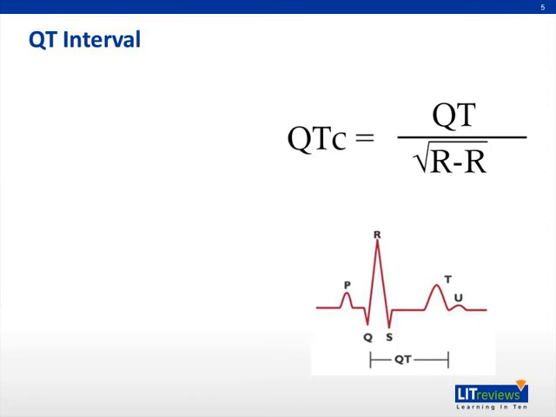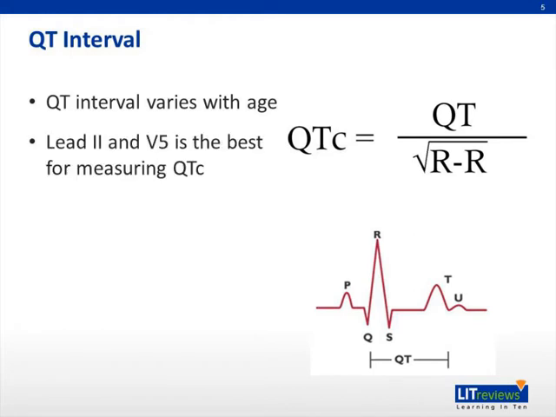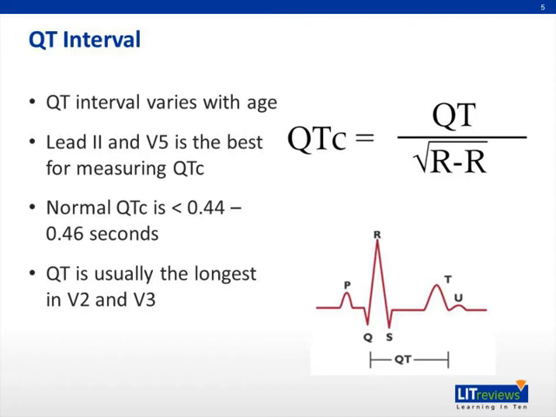I will start by defining the QT interval and review how to measure that on the electrocardiogram. Knowing how to correctly measure the QT interval is very important in diagnosing long QT syndrome. The QT interval varies with age, and there are established norms. Typically, lead 2 and lead 5 is the best for measuring the QT interval. A normal QT interval is less than 0.44 to 0.46 seconds. The QT is usually the longest in V2 and V3.